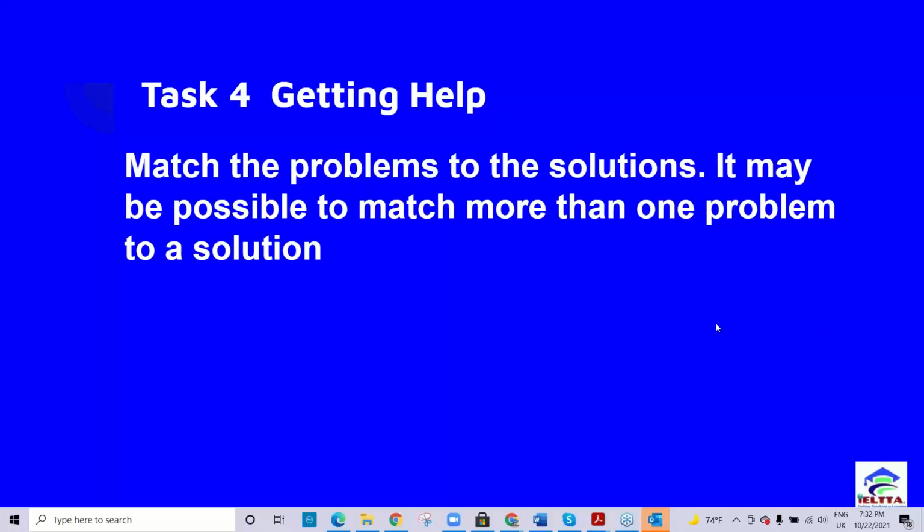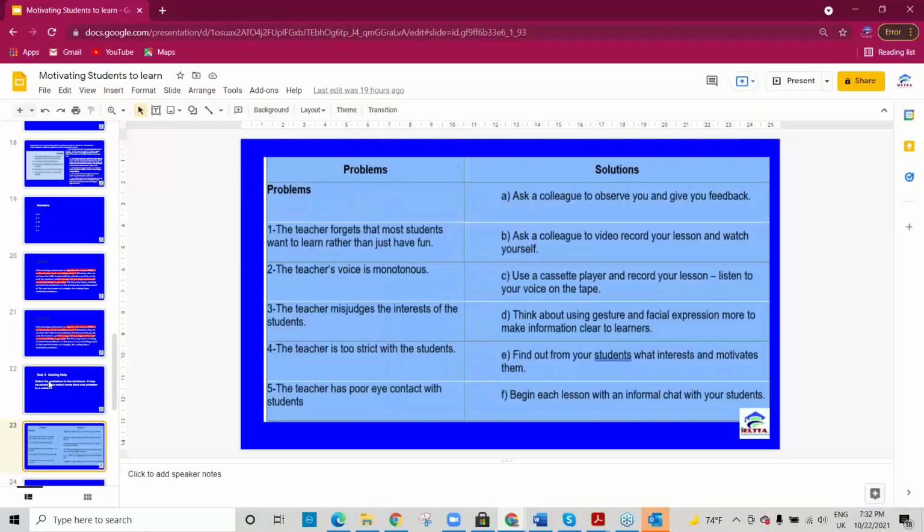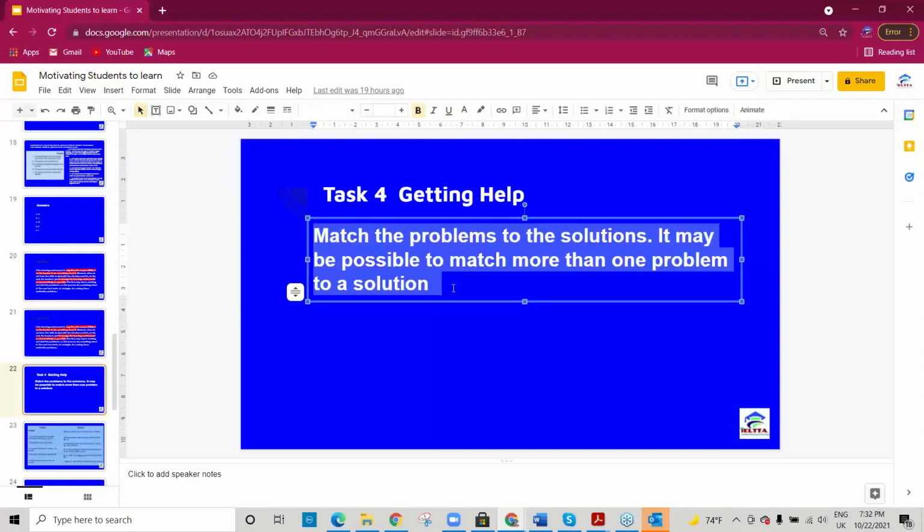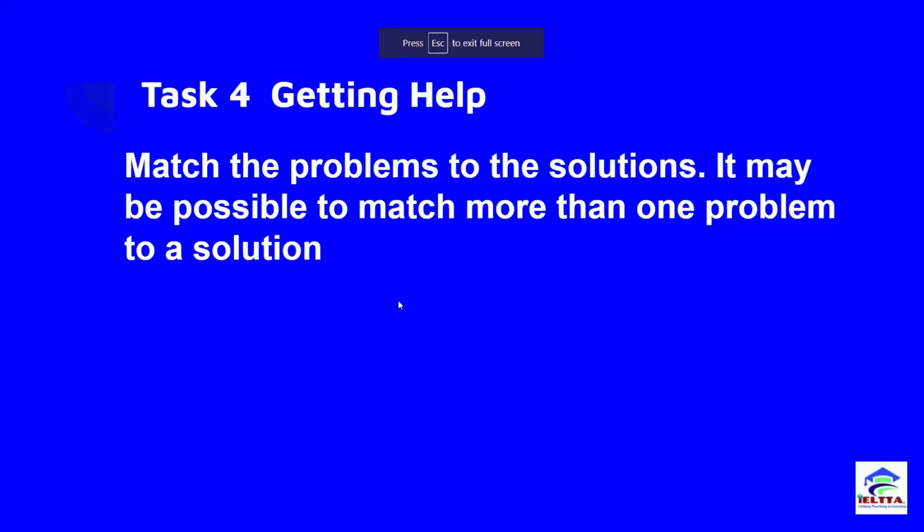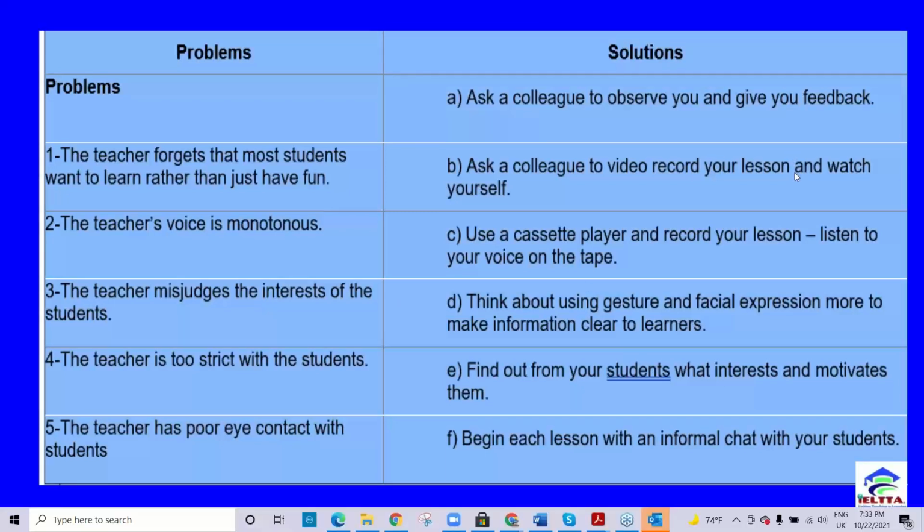Task 4 is about getting help. In this task, you are going to match the problems with the solution again. Here you can find the problems and solutions. Think about how you are going to match them. Take 3 minutes to think about it. There might be more than one solution for one problem.